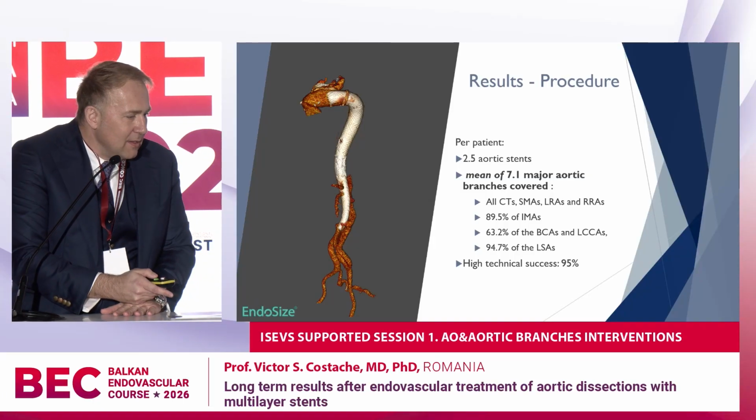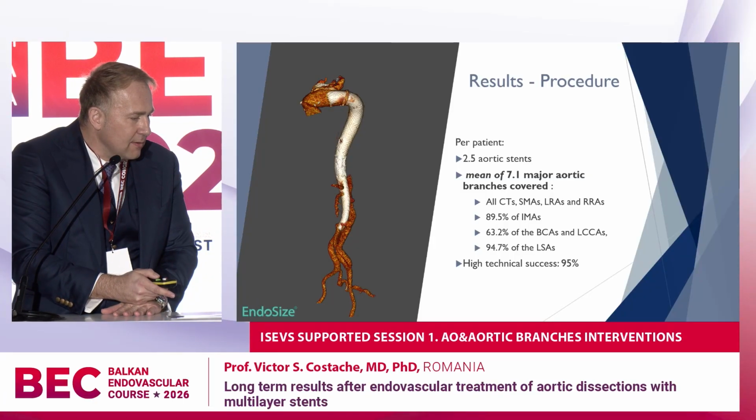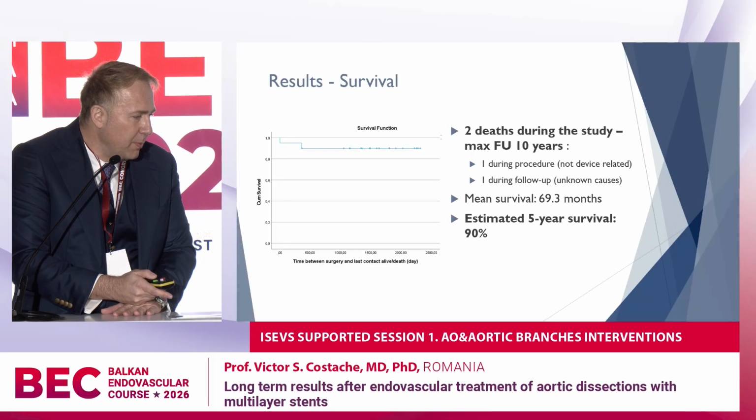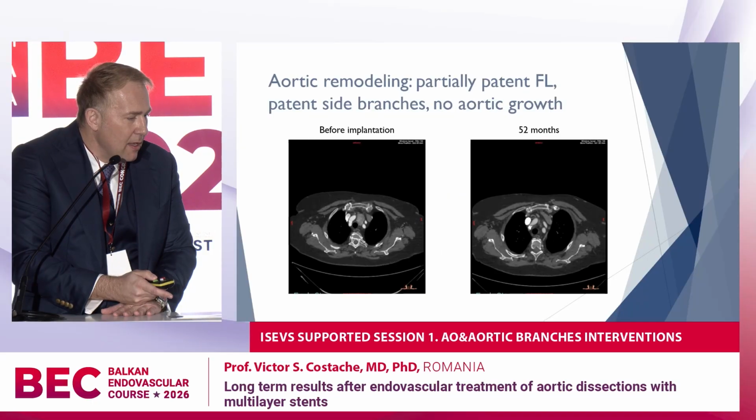2.5 aortic stents implanted per patient with a high technical success rate of up to 95% and a mean of 7.1 major aortic branches covered. About the patency, 98% of branches were covered, with a total of 100% branches patent at the level of lumbar intercostal arteries. So this is why we didn't have paraplegia in any of our patients. During the study, we had an estimated 5-year survival of 90% and a mean survival of 69 months.